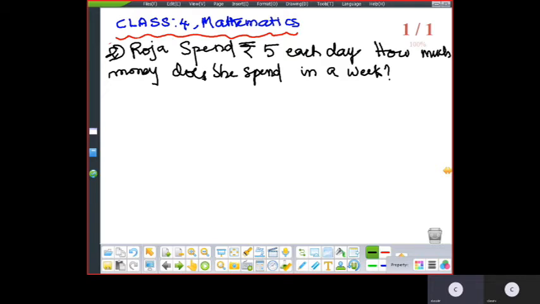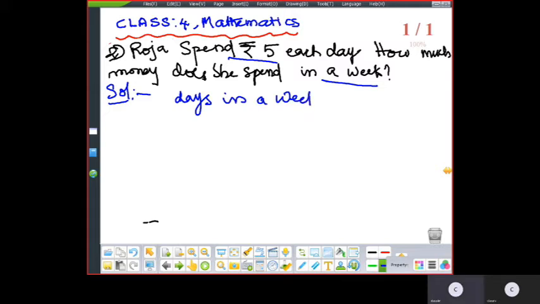So firstly, let me make you understand the problem. Roja spent 5 rupees, she is spending every day. 5 rupees every day. And how much money does she spend in a week? So in a week means how many days are there in a week? Number of days in a week is equal to 7. 7 days. So what is this one? One day, how much money is she spending? One day money spent is equal to 5 rupees.